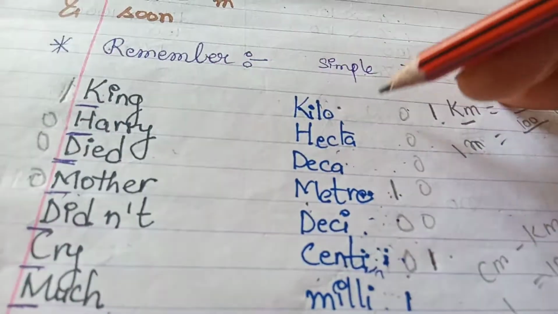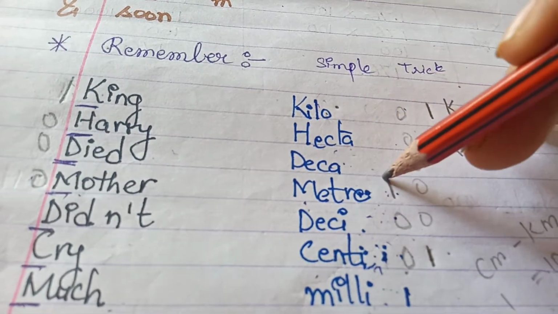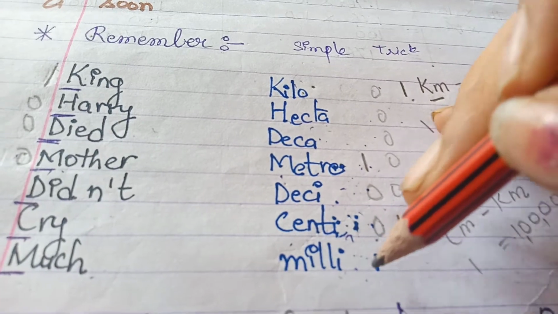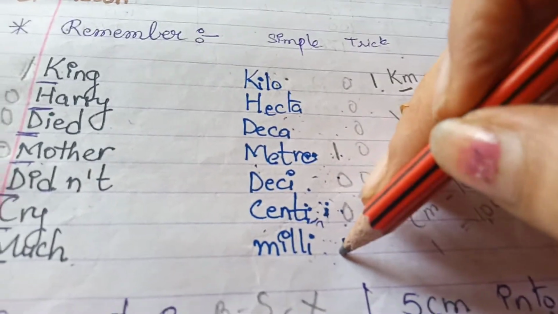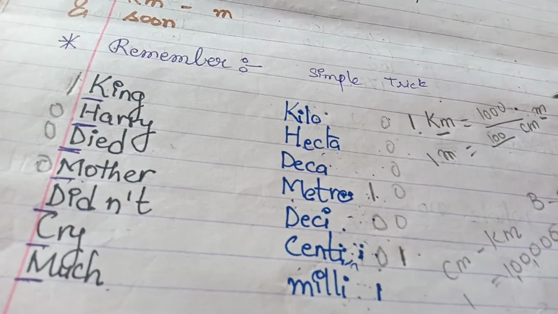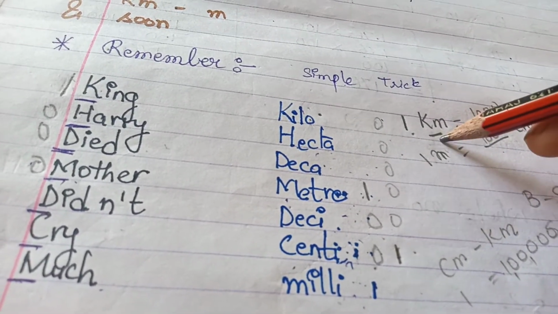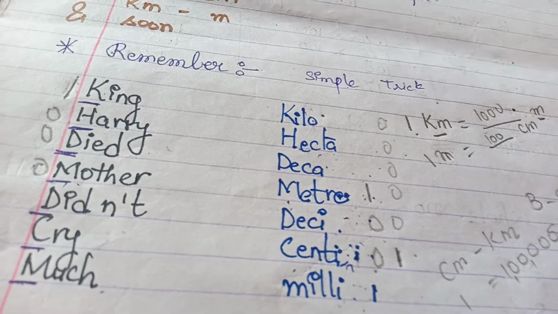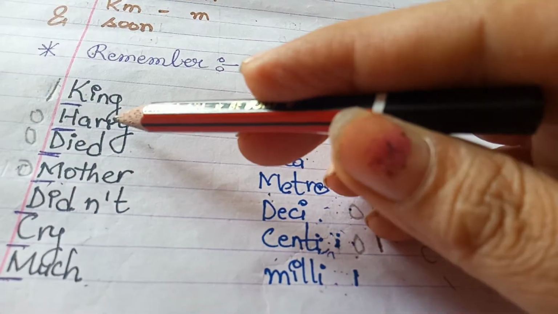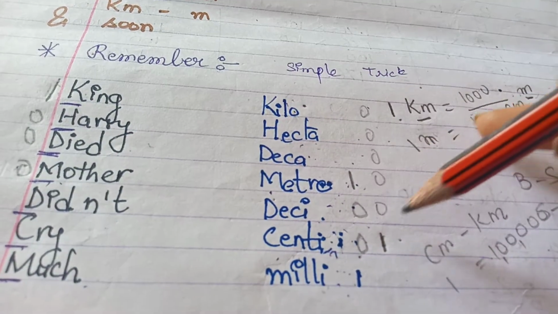So K for kilo, H for hecto, D for deca, M for meter, D for deci, C for centi, M for milli. So when I say convert 1 kilometer into meters, 1 kilometer is equal to how many meters? Kilo is here, 1, and where is the meter? Here it is. So how many zeros? 1, 2, 3, 3 zeros.